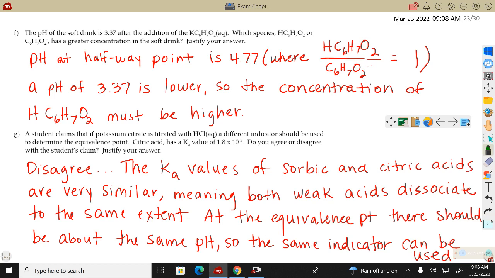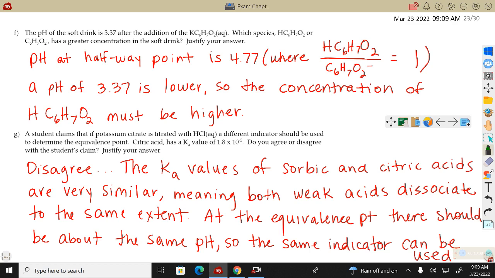In this case, the Ka values of the sorbic acid and the citric acid are really similar. If the Kas are similar, the Kbs are also going to be similar for the sorbate ion and the citrate ion, which really means then that both of those acids dissociate to about the same extent.